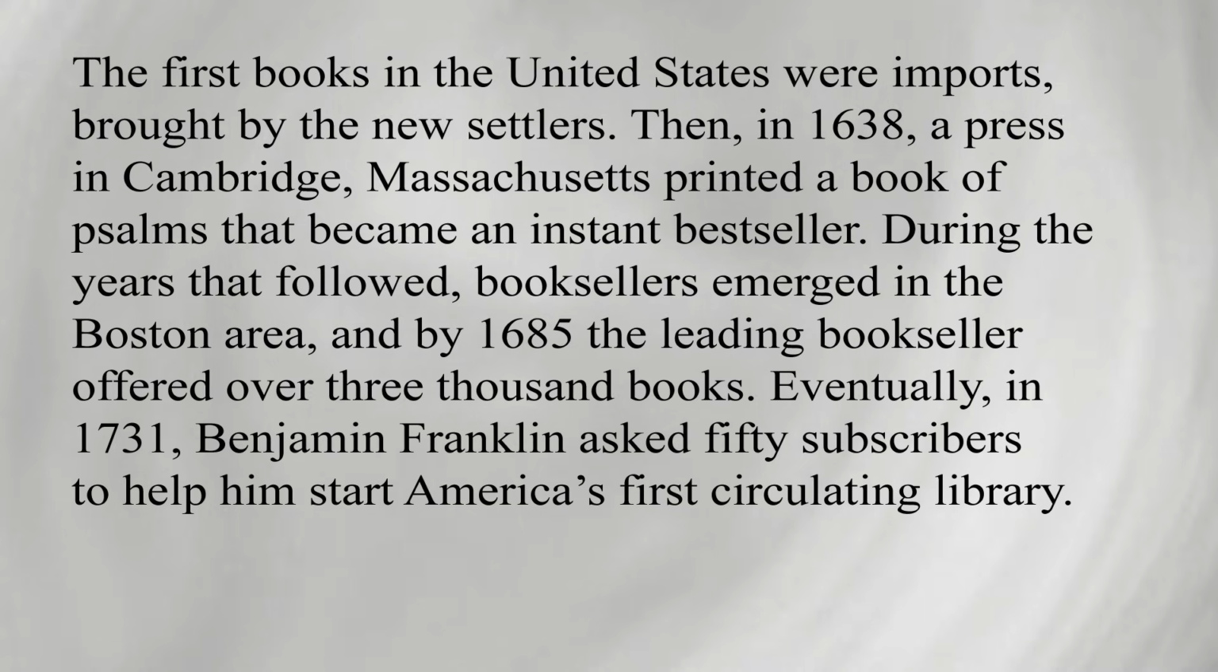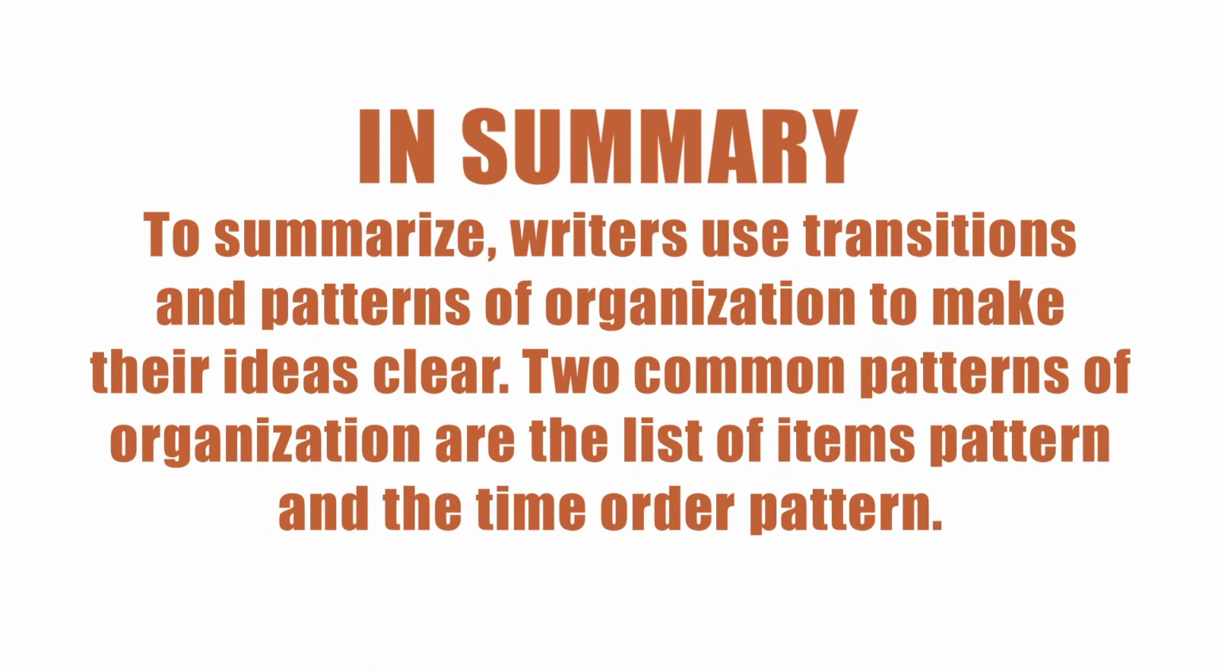The paragraph describes the stages by which books became common in the new colonies in America. Each stage is signaled by one or more time words. First, then in 1638, during, by 1685, eventually in 1731. To summarize, writers use transitions and patterns of organization to make their ideas clear. Two common patterns of organization are the list of items pattern and the time order pattern.